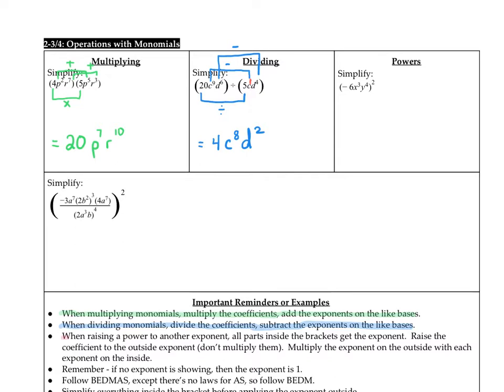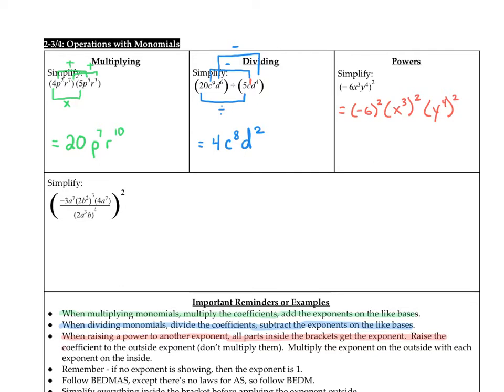Lastly, when raising a power to another exponent, all parts of the bracket get the exponent. So in this example, the coefficient of negative 6 would get the exponent of 2. The x cubed would get the exponent of 2, and the y to the 4 would get the exponent of 2.